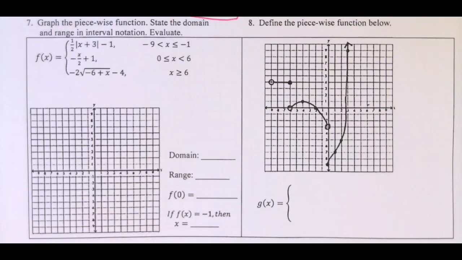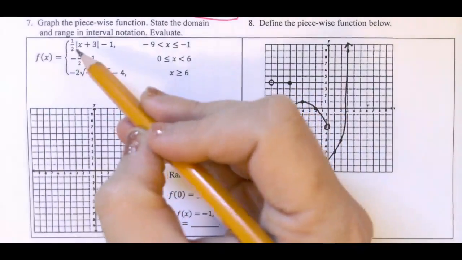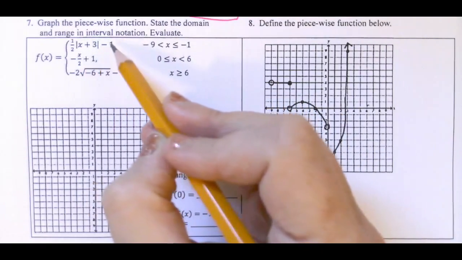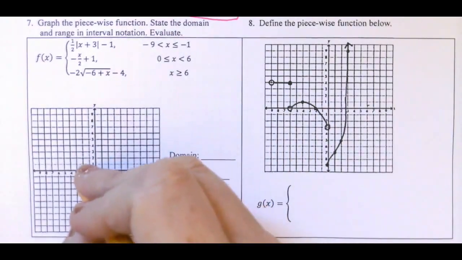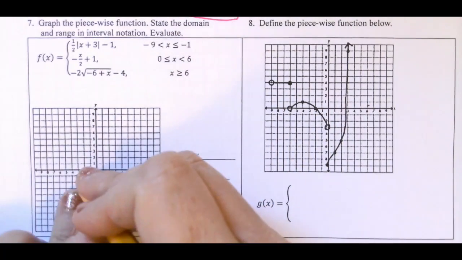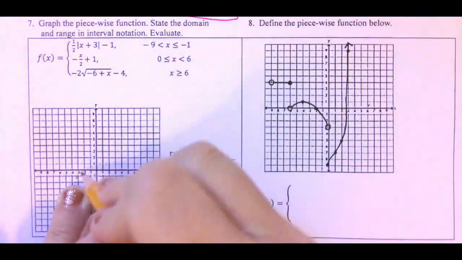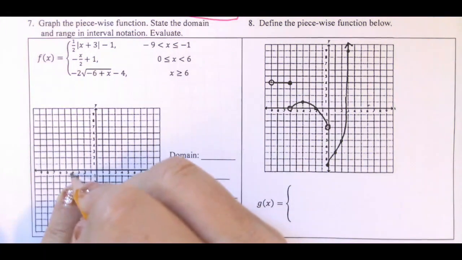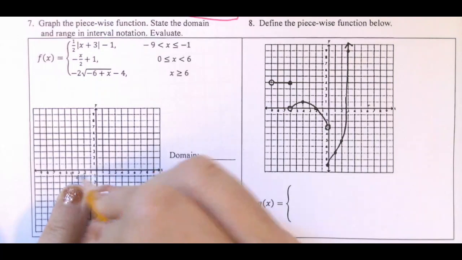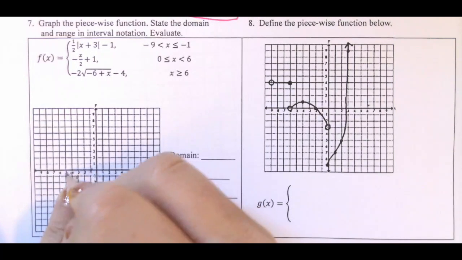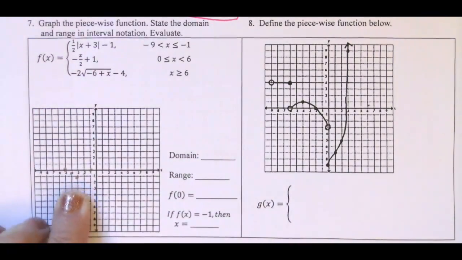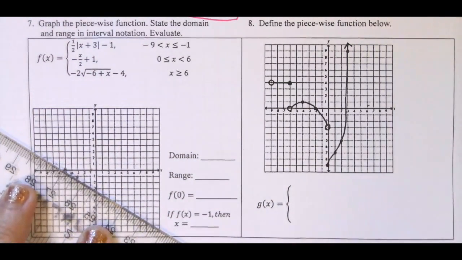All right, so first up here, my first piece is an absolute value function. So right here, I know that I'm left 3 and down 1. So right here. And then I know that I have a vertical shrink of 1/2. So over 1, up 1/2, back to my vertex, over 2, and up 1. All right, I'll give myself all those points. Okay, connect the dots.